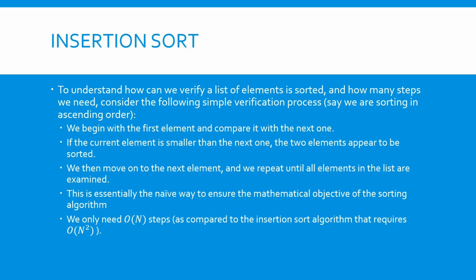Now, consider the simpler problem of verifying an input list is sorted. How much effort do we need for this purpose? We can perform the following simple procedure. We begin with the first element and compare it with the next one. If the current element is smaller than the next one, the two elements appear to be sorted. We then move on to the next element, and we repeat the process until all elements in the list are examined. This algorithm runs in O(n) time.